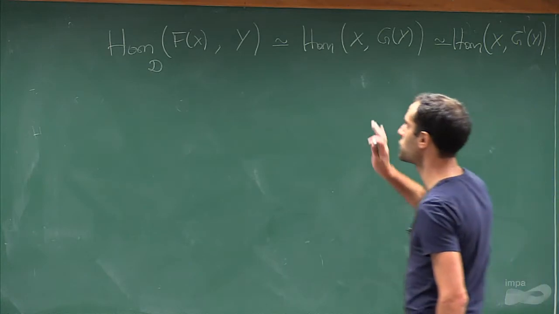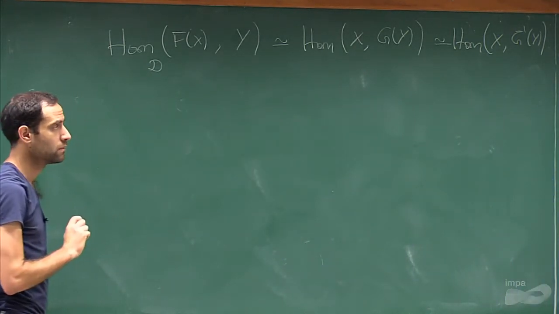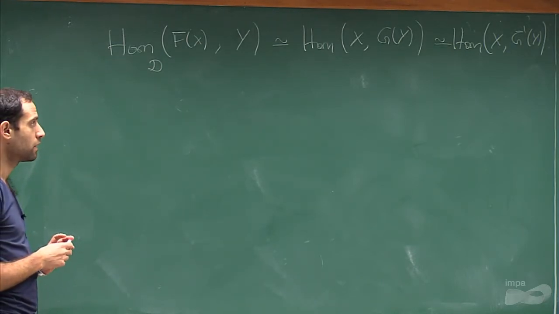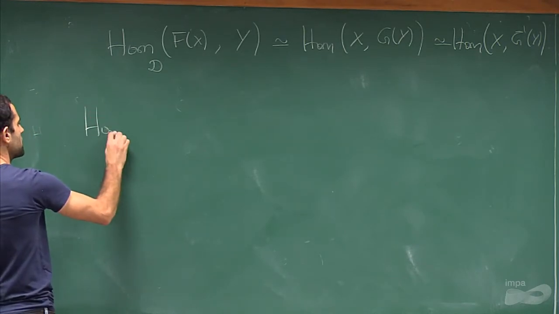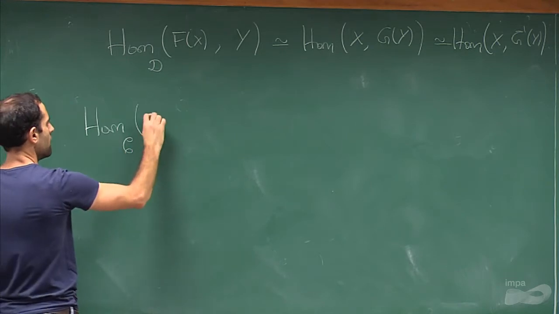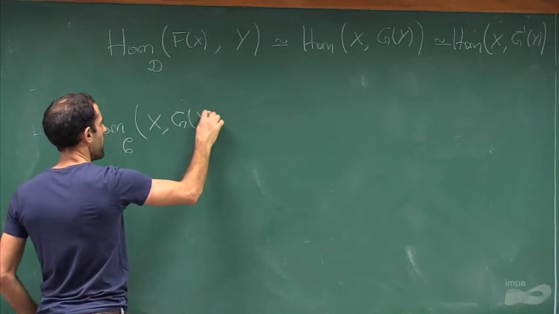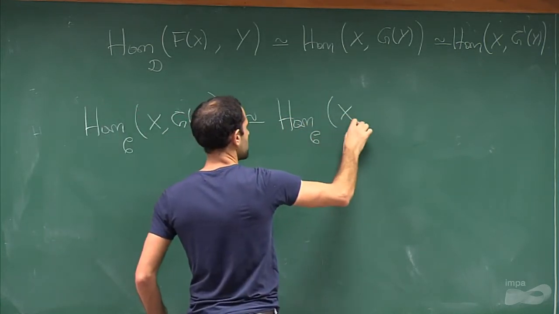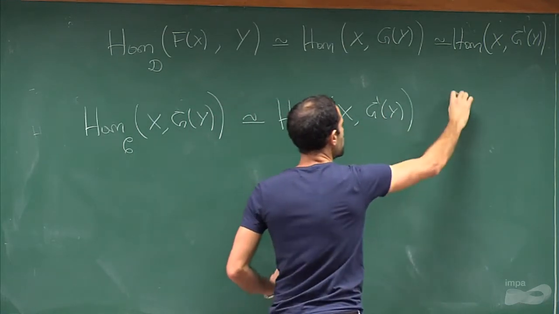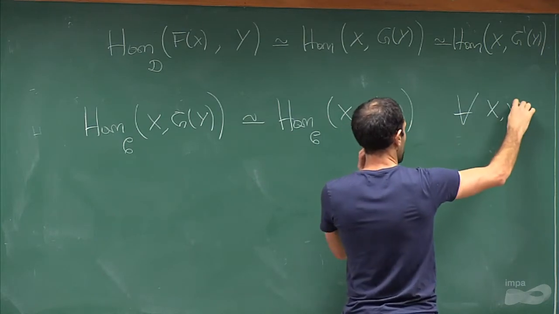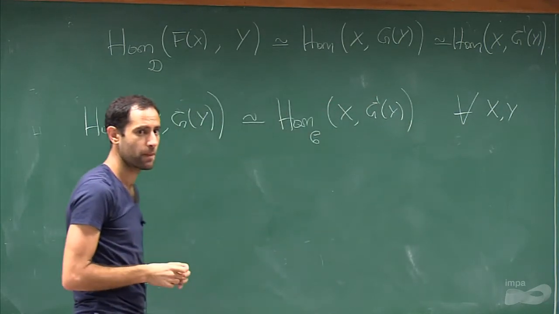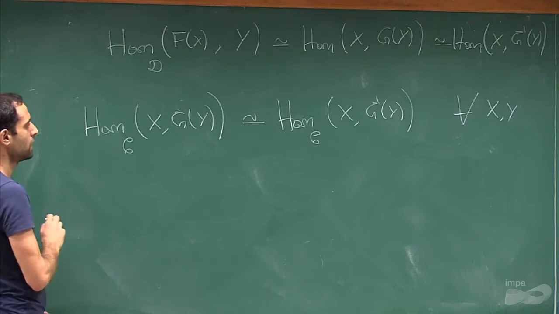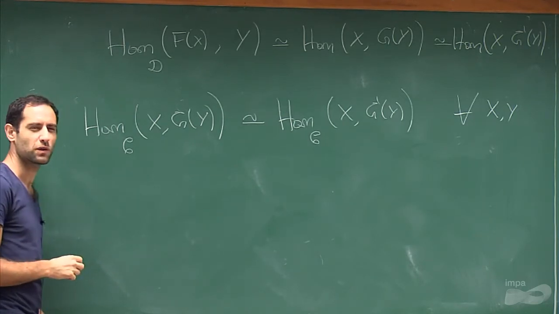So in particular, if we just forget about F(x), this starts to look like it doesn't have anything to do with F. In particular, this is saying that morphisms in the category C from x into G(y) are the same as morphisms in the category C from x into G'(y), and this is true for every single x and y.